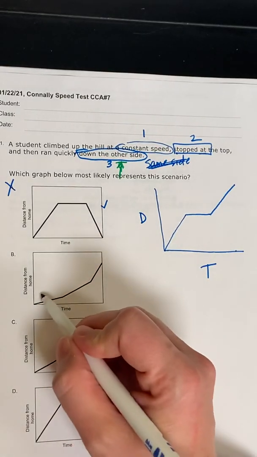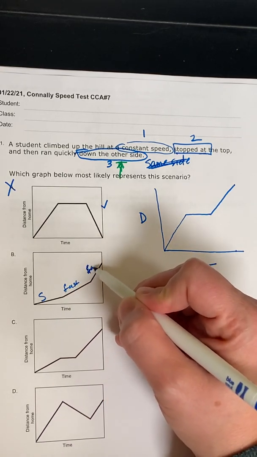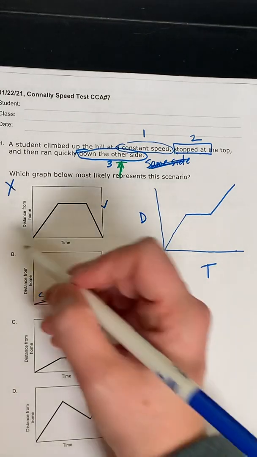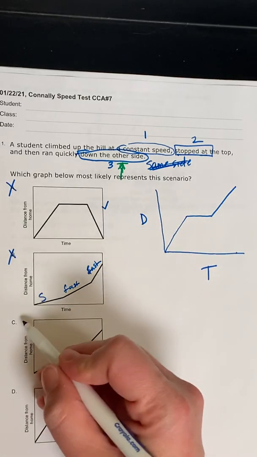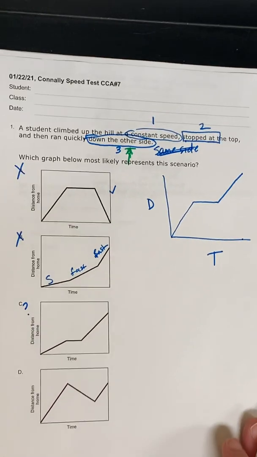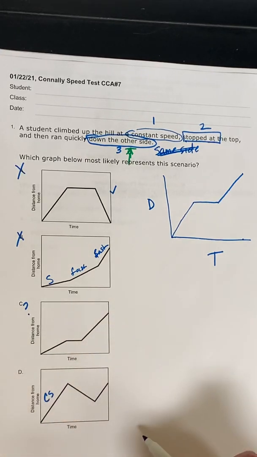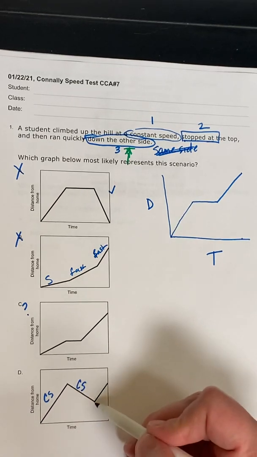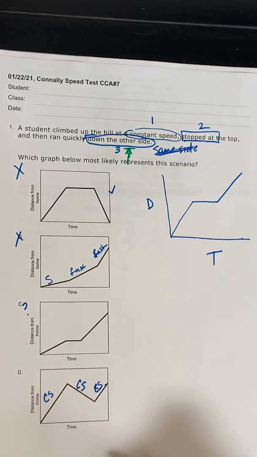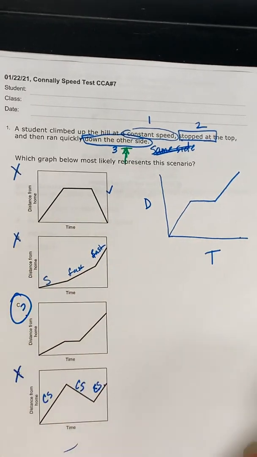B says that he's moving slow, getting faster, constant speed, and then even faster. Nowhere in here does it say that he stopped. Can't be B. C, they match, but I'm going to put a question mark next to it because I want to check all my answers. D says that he moved away at a constant speed and he started coming back to his starting point at a constant speed, and then he stopped and started moving away again. It doesn't even talk about stopping. It just says he turned around to come back. So this one doesn't match, which means C is my only answer.